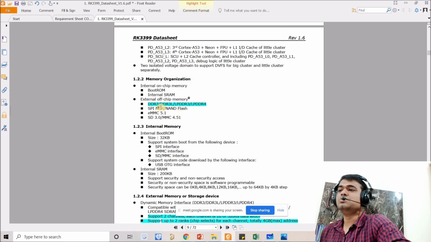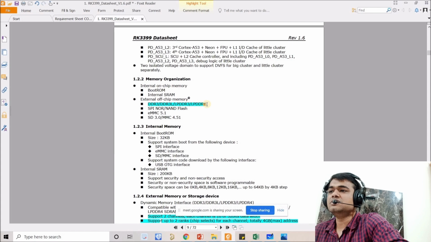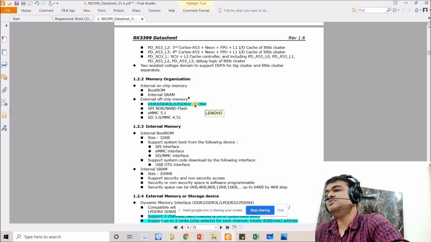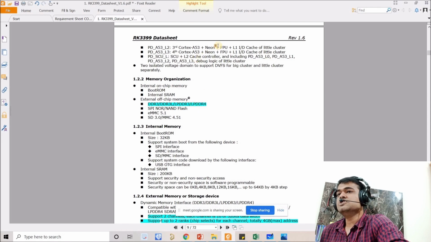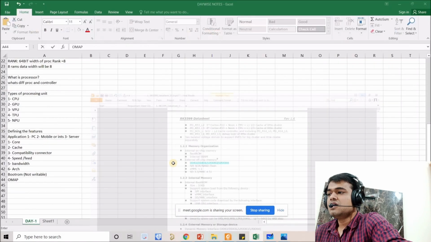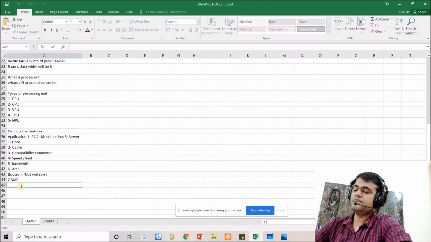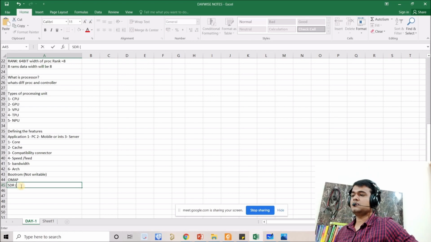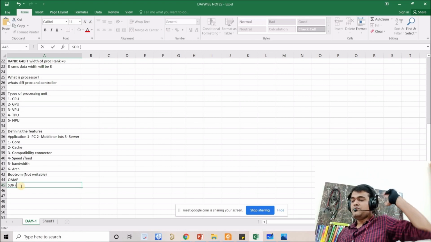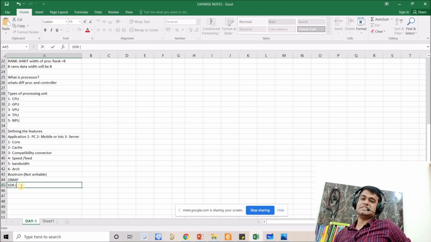Now, I'm not going to discuss these in detail because this is a very confusing topic and no one knows it fully, right? So I'm just going to discuss it from scratch, what these things are. We'll start from what is single data rate. If we are talking about double data rate, that means there will be single data rate also, right? What is that?